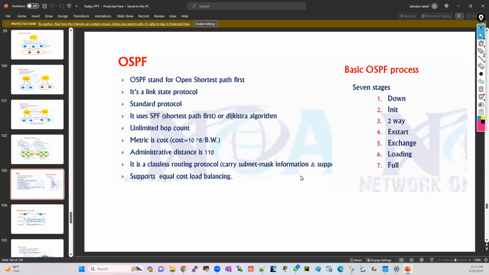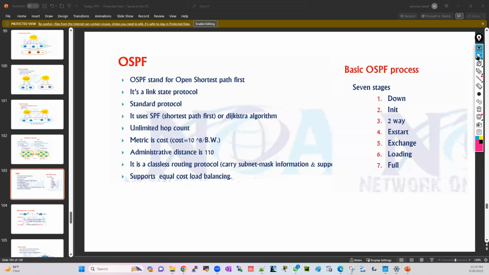Today we are going to talk about OSPF. This slide does a good job on OSPF, so I'm going to use this slide for this session. If you have any question, we can send it to the chat so that it will not disturb the flow.